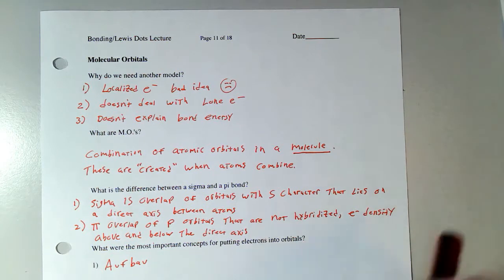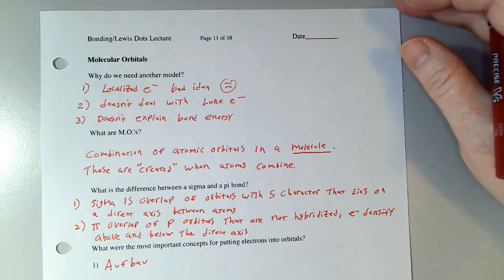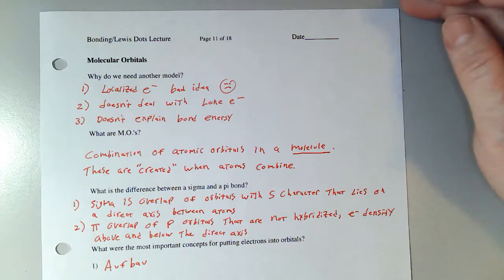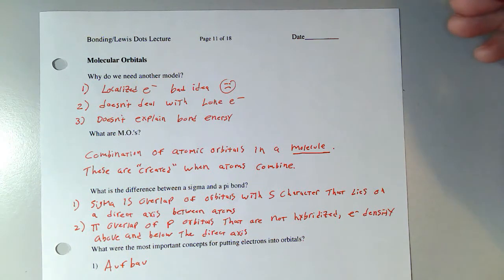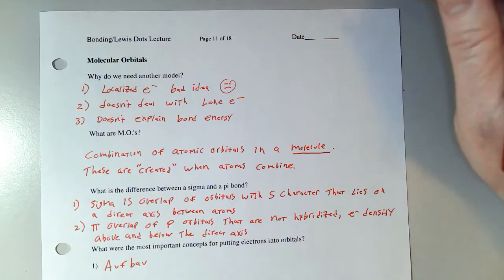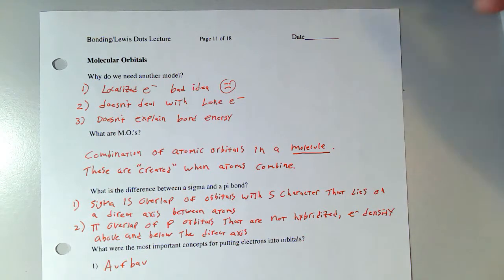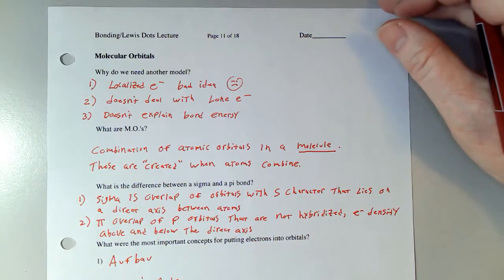Okay, so what are molecular orbitals? They are a combination of atomic orbitals in a molecule, and they are created when atoms combine. Sometimes they're referred to as an LCAO, which is an abbreviation, linear combination of atomic orbitals, but not that big a deal.